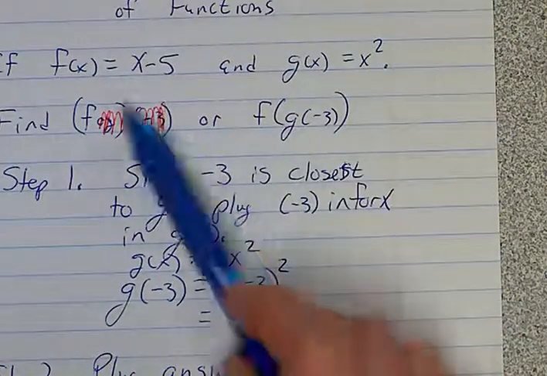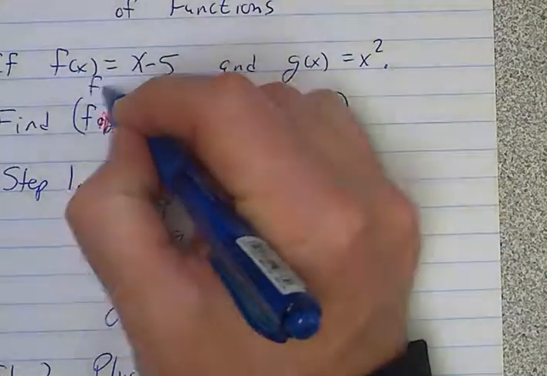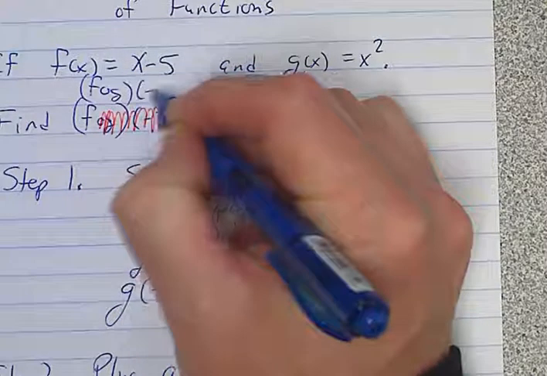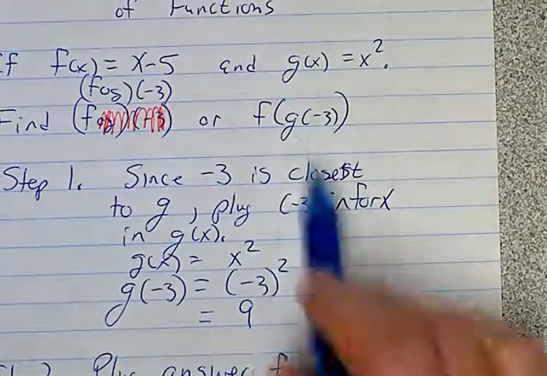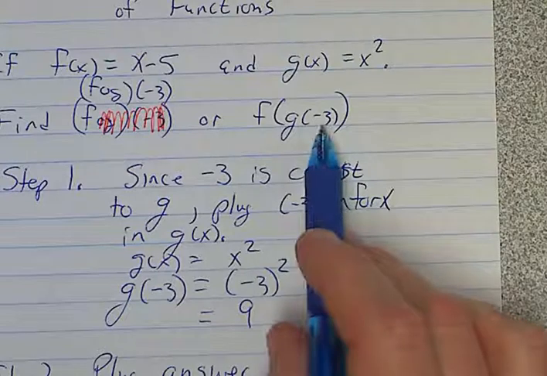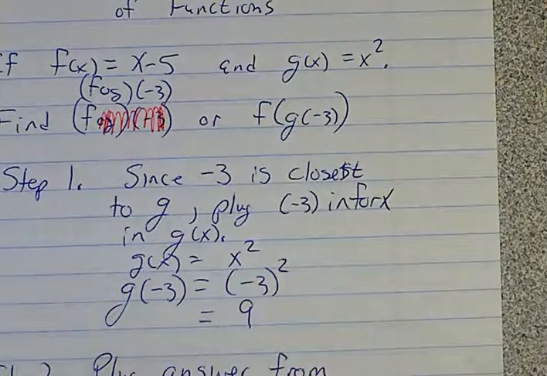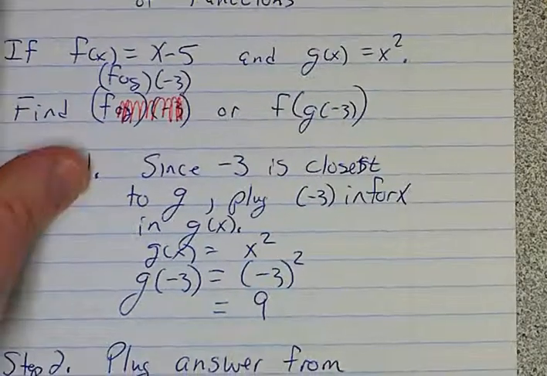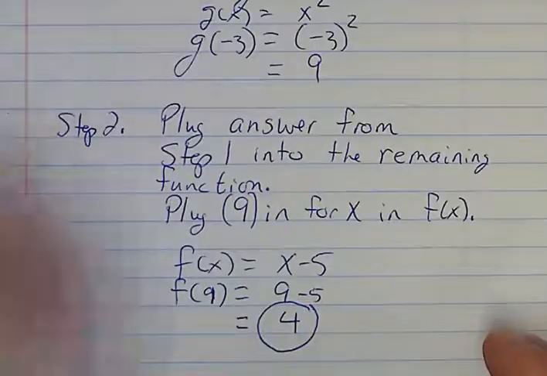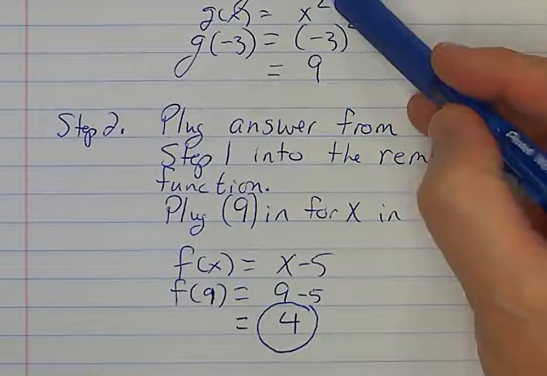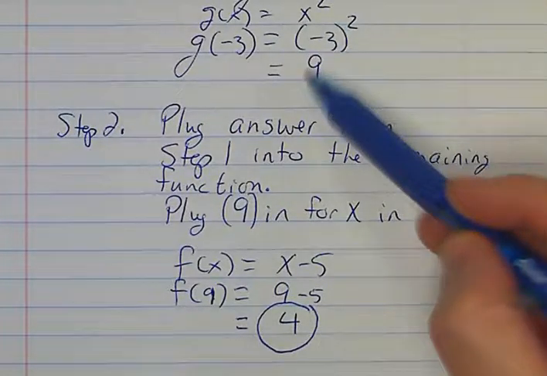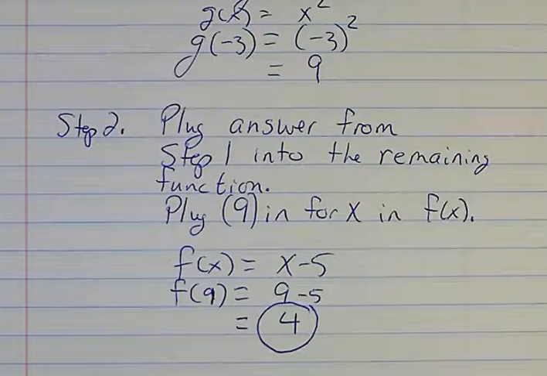And again, it'll either be written this way, where we have the f of g of -3, or it'll be written like this. And again, it always goes to the closest number. So if g happens to be here, it's closest to g, so you plug it in. If it was written the other way, where it was closest to f, you plug it into f first. So you're going to plug it into one function one time, get this answer, take this answer, and plug it into the function that's remaining. And that's going to be the final answer that you're looking for.